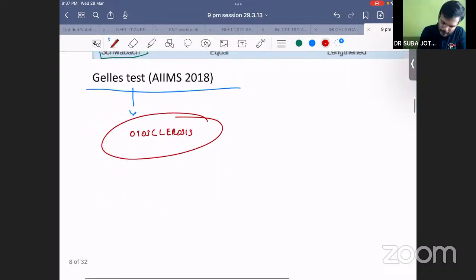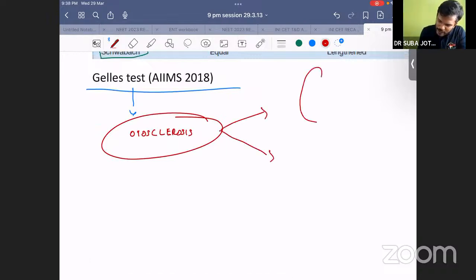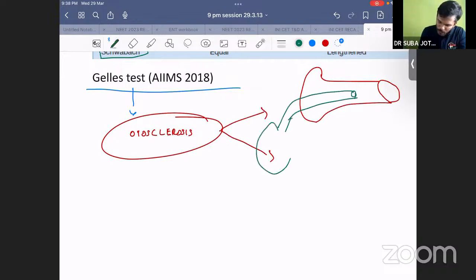I'll repeat it again. This is the ear canal. This is the tympanic membrane. We are going to introduce the pneumatic speculum. This pneumatic speculum will increase the pressure of the ear canal.